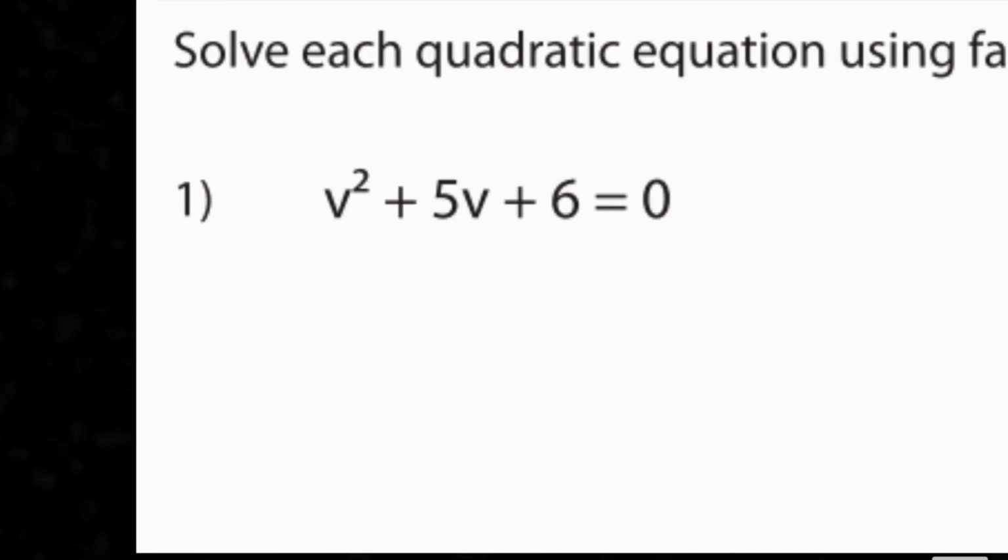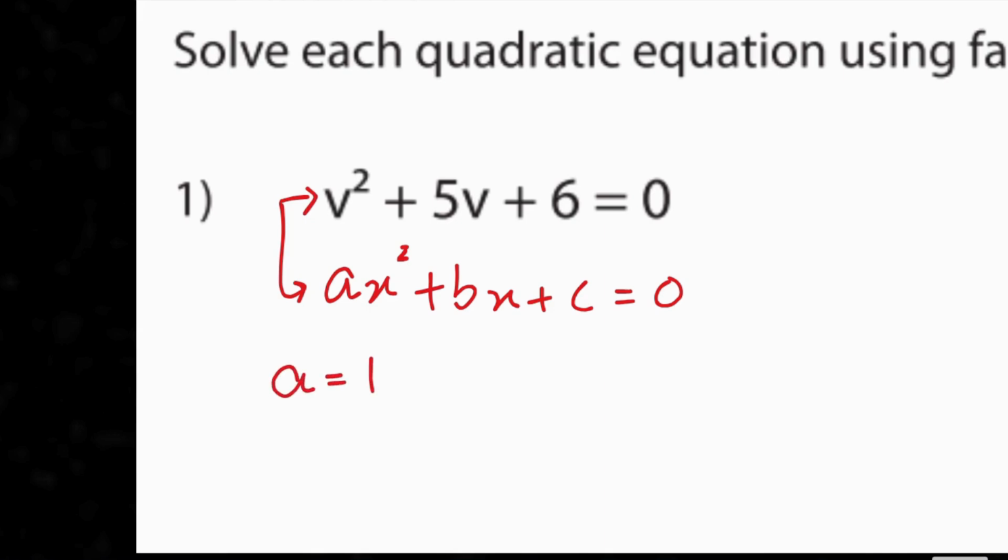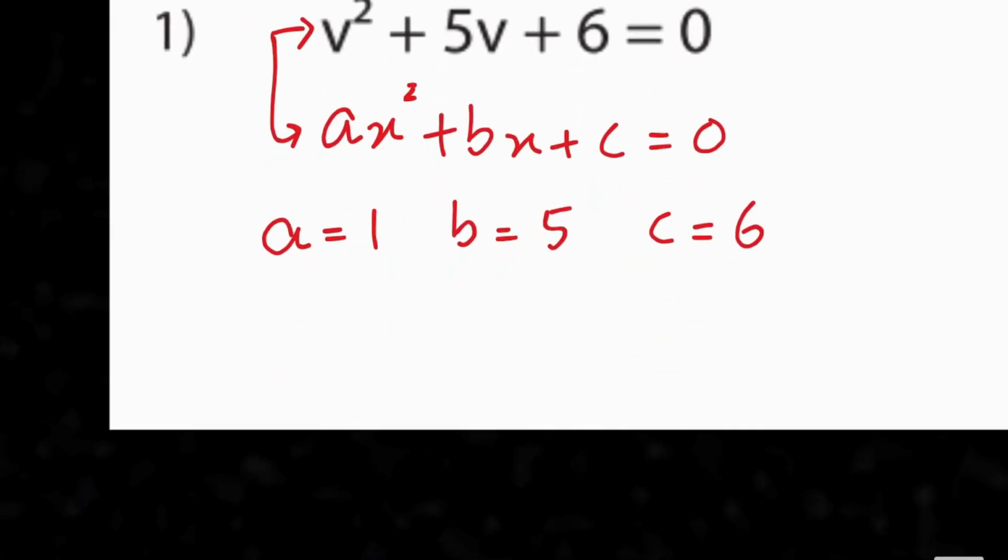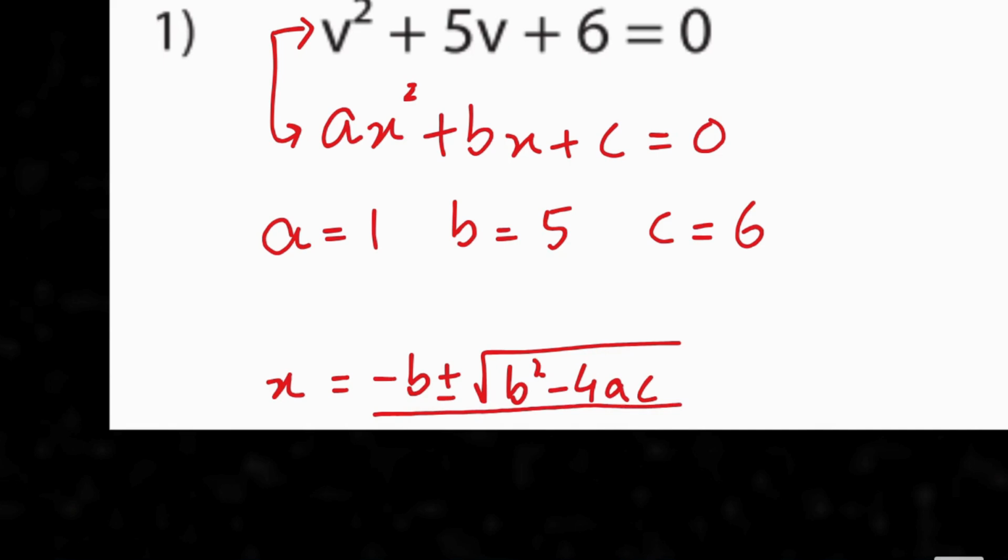If I compare it with the standard form, which is ax square plus bx plus c equals to 0, and compare these two equations with each other, as you can see, a is equivalent to 1, b is equivalent to 5, and c is equivalent to 6. Now I will be putting those values into the quadratic formula, which is x equals to minus b plus minus radical b square minus 4ac, all of it divided by 2a. So that is how the quadratic formula looks like.